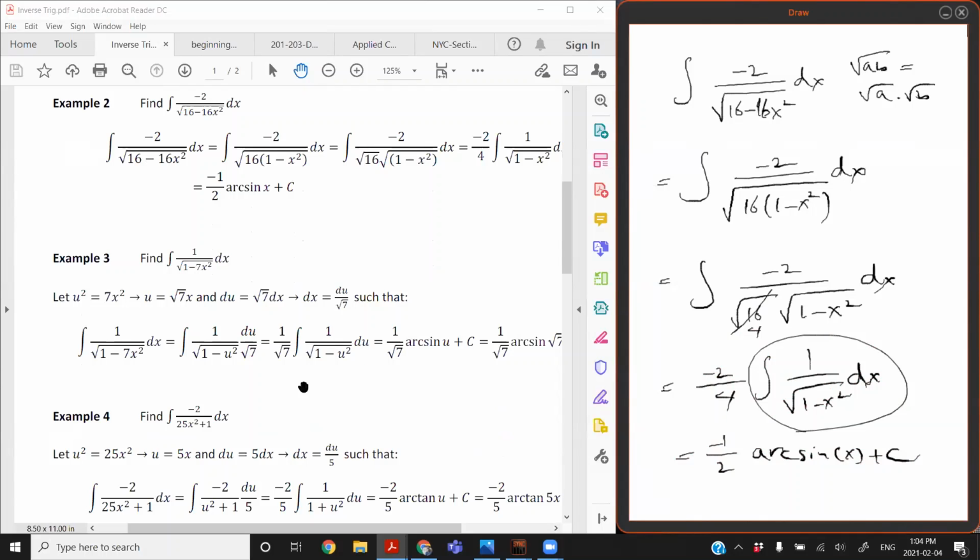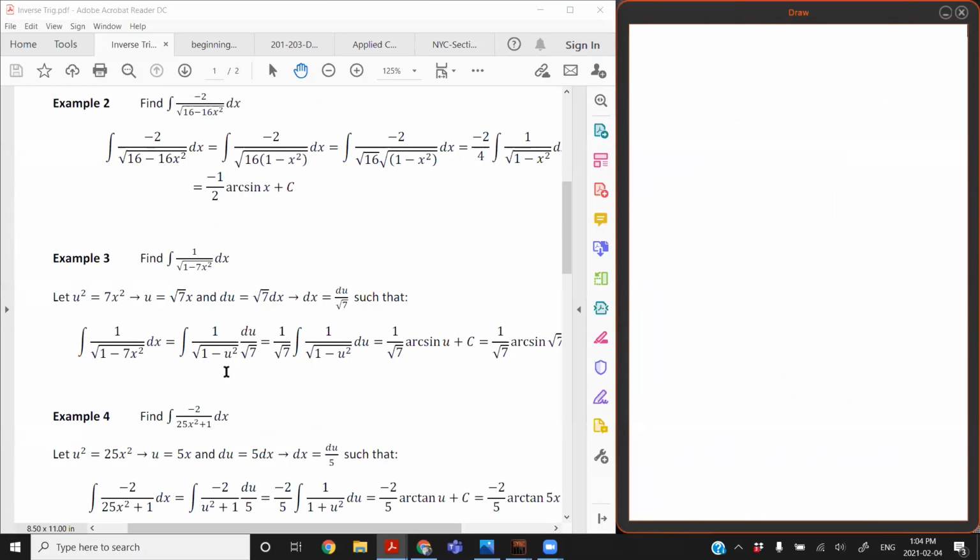Example 3. You're good with number 2, no problem. Okay, so here we have the integral of 1 over root 1 minus 7x squared dx. So if it were just x squared rather than 7x squared, then I knew it's going to be arc sine. But now I have 7x squared. What should I do? Here I need a substitution.